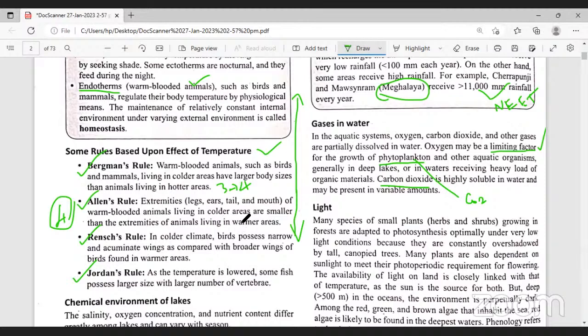This was stated by the scientist Allen. This is also another important question. Sometimes they ask the question, what are extremities?